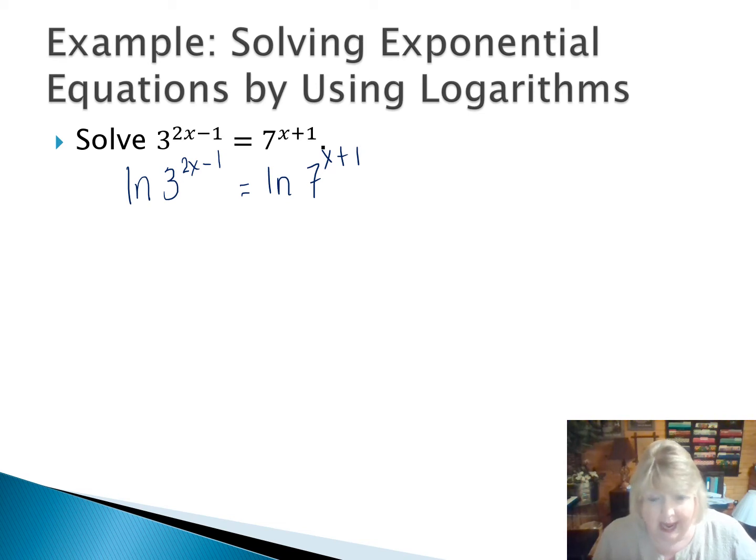Now, I have an expression behind a logarithm that is raised to a power. So I'm going to bring the power down, and I'm going to put it in parentheses so that I don't mistakenly think it's just -1 times the natural log. So I'm going to put them in parentheses and bring them down and multiply them.